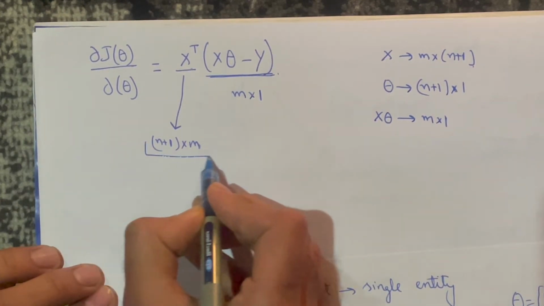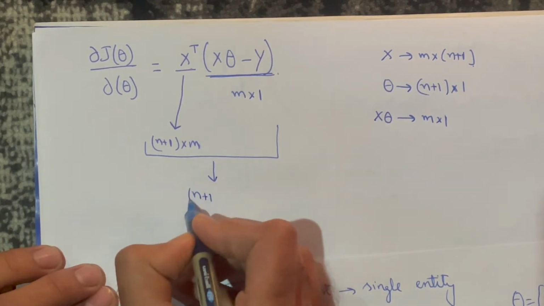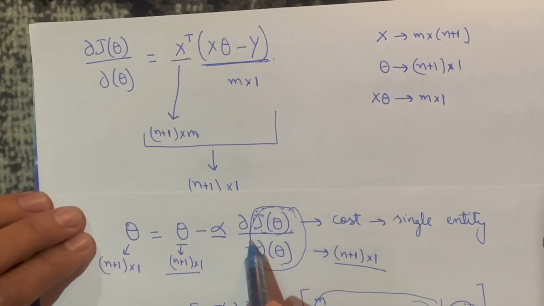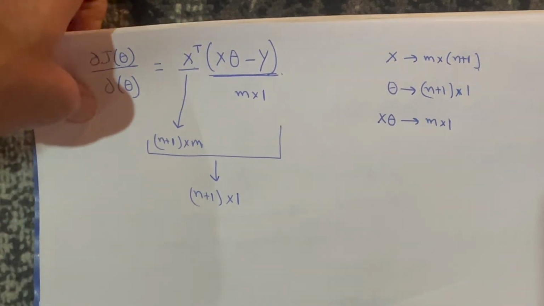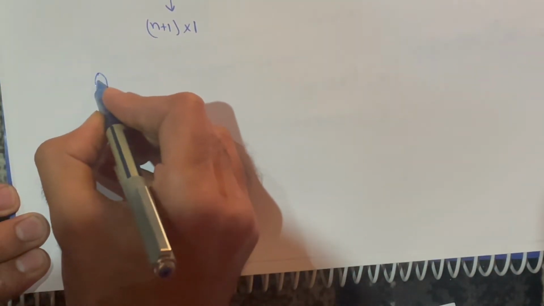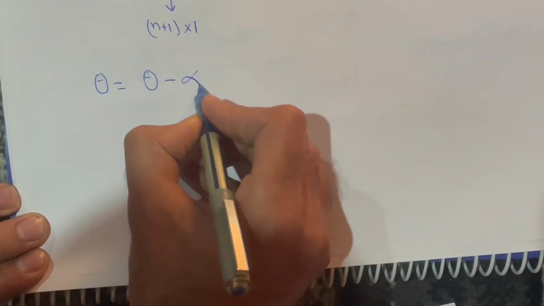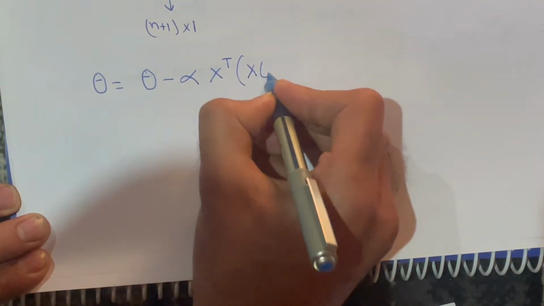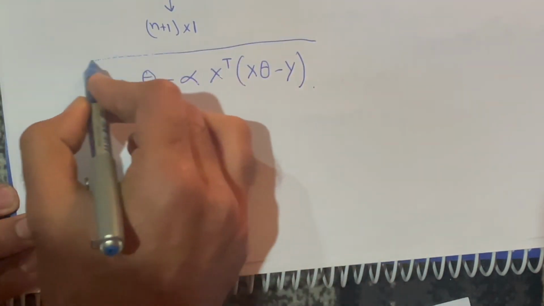And if we multiply these two together, the final dimensions will be n plus 1 cross 1. So you can cross verify the dimension that we needed here. It is coming same as here. So in matrix format, I can write it. The update rule will be theta is equal to theta minus alpha times x transpose (x theta minus y). This will be the update rule.